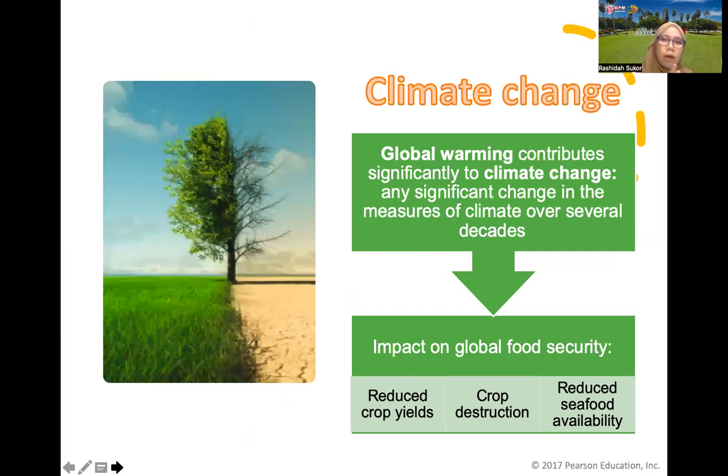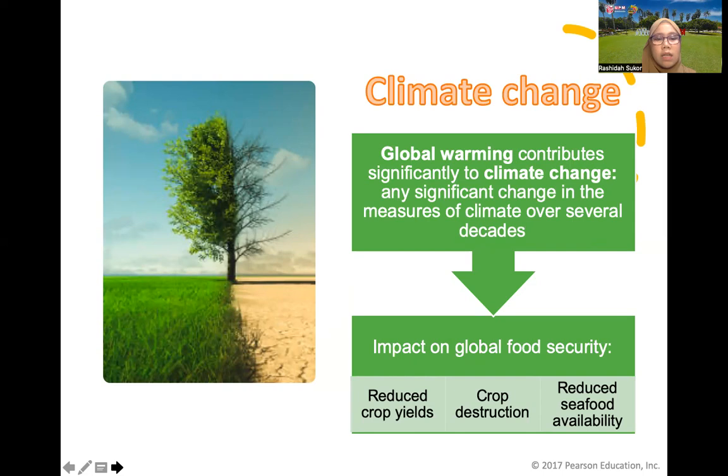And then when we talk about food security, we cannot run away from the climate change topic. And we know that we have this main issue of global warming because this global warming is affecting our food resources. Global warming contributes significantly to climate change, so any significant change in the measures of climate over several decades will have an impact on global food security. How? Because our crop yield is being reduced.